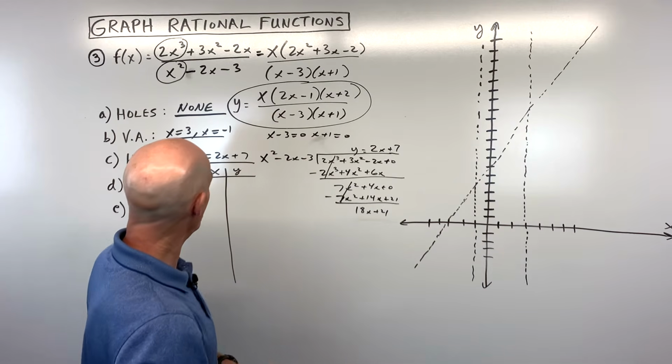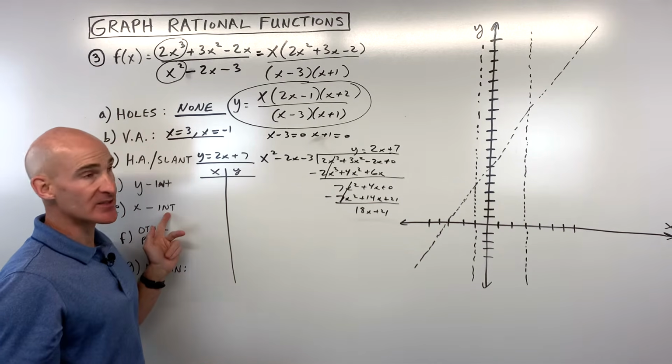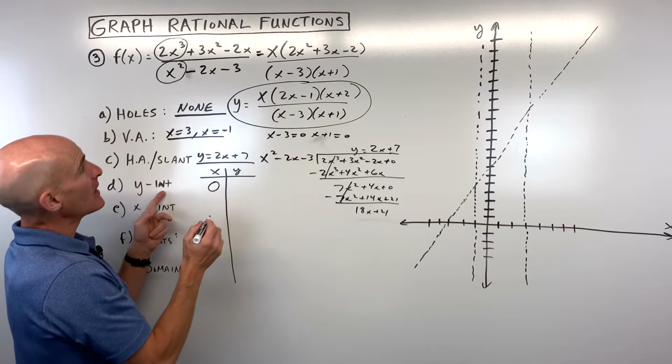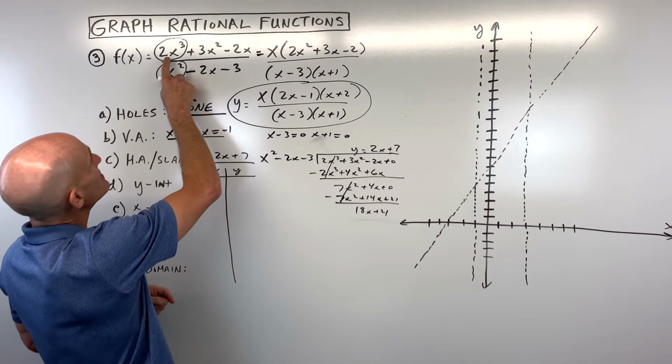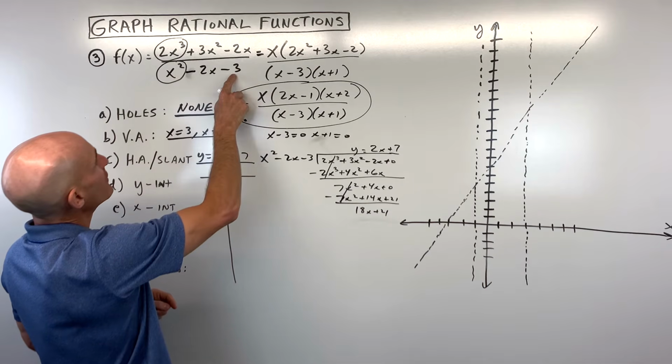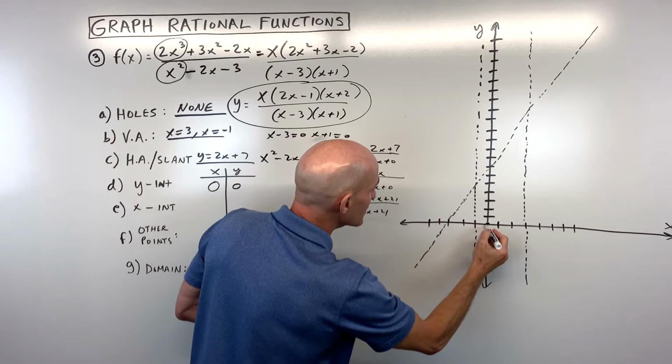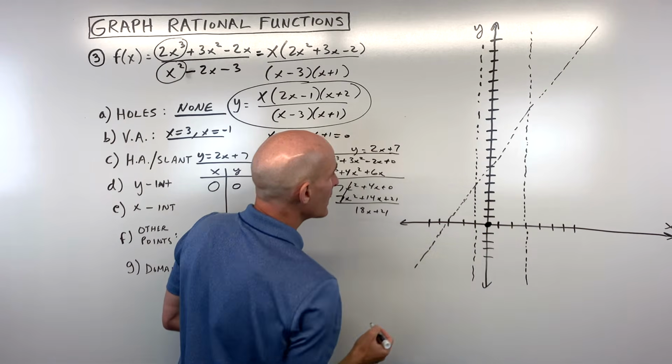Okay, so now let's focus on the y-intercept and the x-intercept. So to find the y-intercept, we set x equal to 0. And if we put x equal to 0, you can see that this is going to be 0 over -3, which is just 0. So that tells us it's going to go right through the origin here. Let's put a point right there.